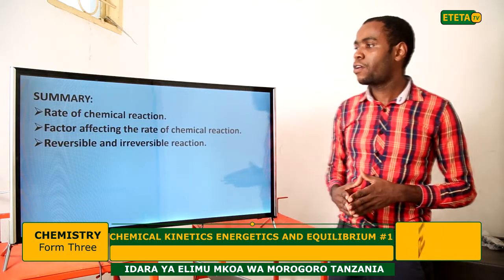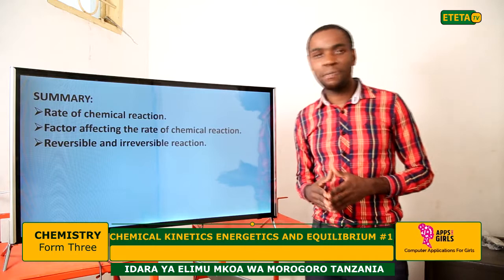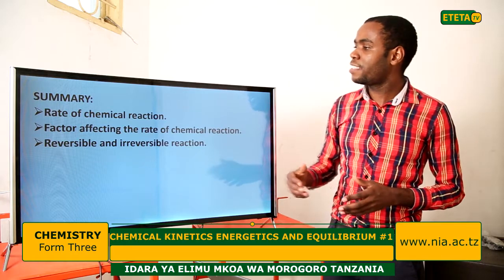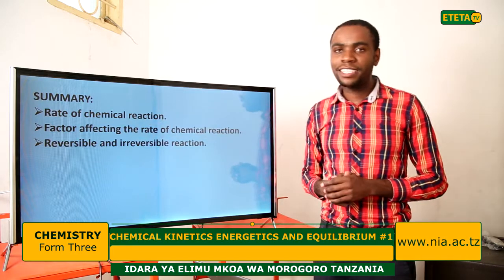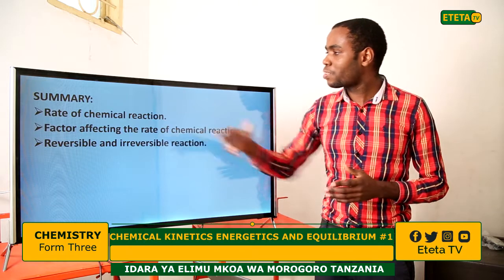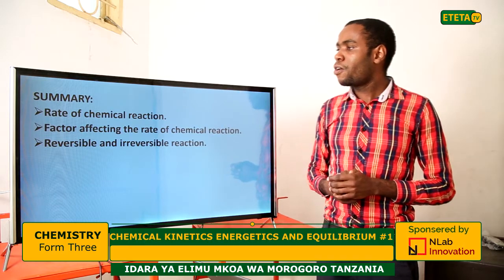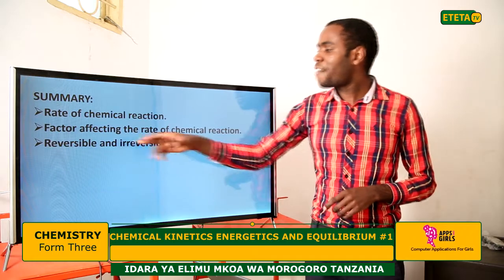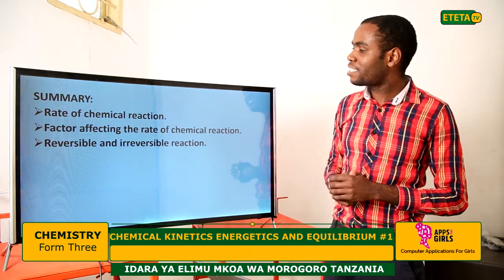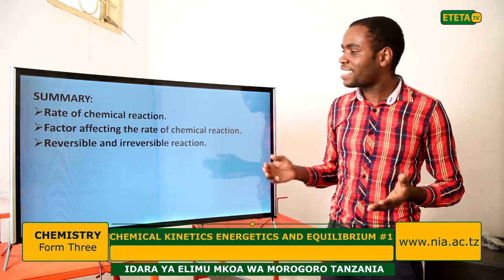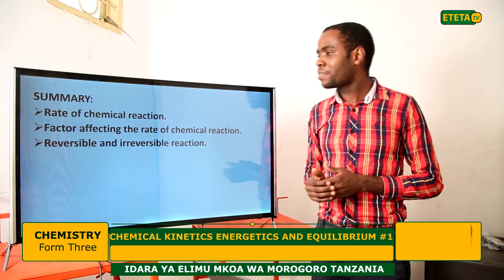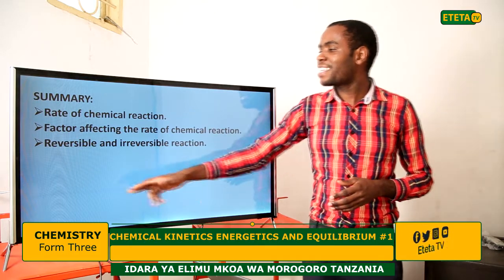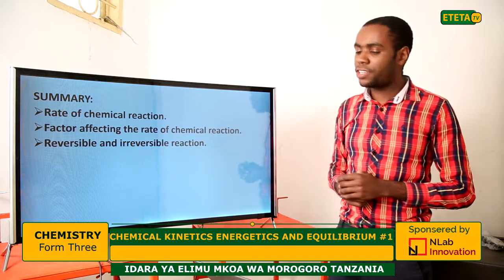Now, summary of what we have learned in this period. We have learned the rate of chemical reaction, have discussed a lot about the rate of chemical reaction. Also have discussed the factors affecting the rate of chemical reaction. It's my hope that you remember all factors that affect the rate of chemical reaction. And lastly, we have discussed the reversible and the irreversible reaction.